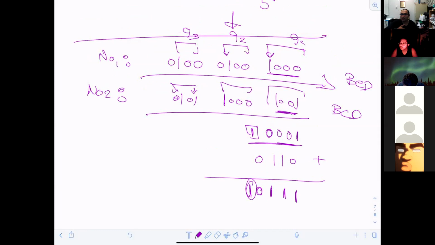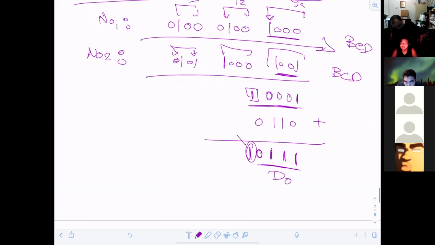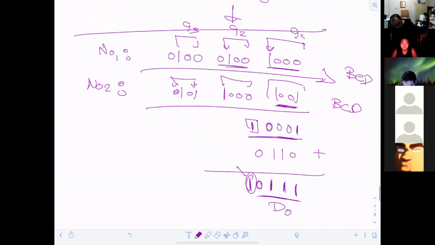Okay, the second digit will be transferred to the second digit. So let's transfer the second digit. Now the first digit here as an output, D0, is basically 7. So it's in range. That one will be transferred here. So basically, let's add this one to this one.